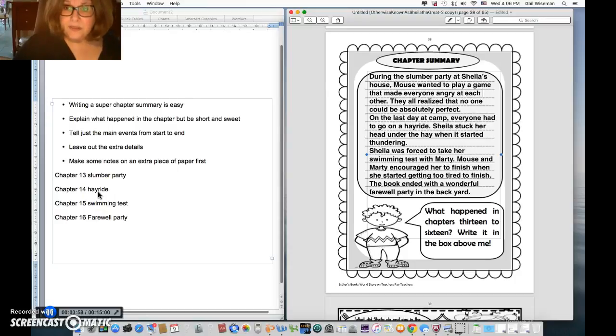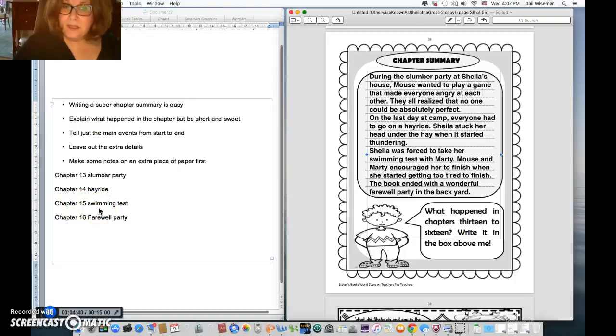I know there were other things that happened. I know that Sheila was afraid that the headless horseman was going to find them, or that the horse was going to get scared of the thunder and start running off into the forest. I'm leaving that out, because if I'm just going to write about the hayride, in my mind, I'm going to remember all of the other cool things that happened in that chapter. I'm going to go on to the next paragraph. See, I still have space. I have my period over here. I'm going to go to the next line, and I'm going to write about chapter 15, the swimming test.